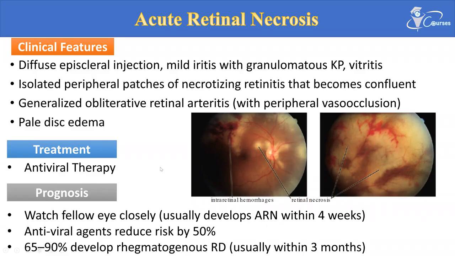And the prognosis, usually the fellow eye, we need to watch closely the fellow eye, because usually it will develop acute retinal necrosis within 4 weeks. This is a very serious and very aggressive condition. But prompt treatment and recognizing the problem from the start, recognizing that this is an acute retinal necrosis, this will reduce the risk by 50%, and like 65 to 90% of those patients will develop rhegmatogenous retinal detachment. Severe inflammation will result in retinal breaks, causing retinal detachment. So in this case, those should be treated by vitrectomy, and this usually occurs within 3 months.